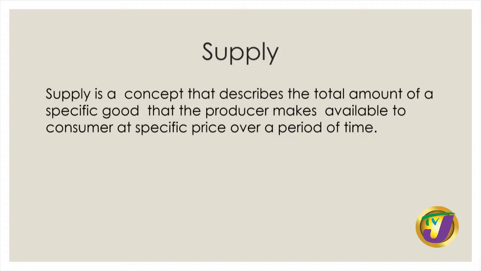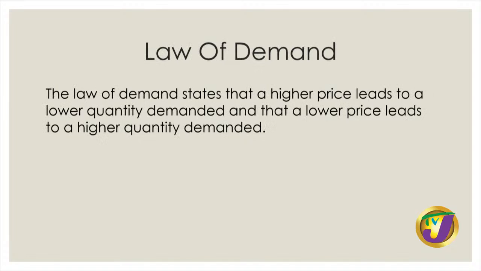We look at what we call the laws. So let's look at the first one, which is the law of demand. The law of demand states that a high price will lead to a low quantity demanded, and the reverse. A low price would lead to a high quantity demanded. Let's look at tomato, right? So if the price for tomato increases, the amount that will be demanded will be reduced.